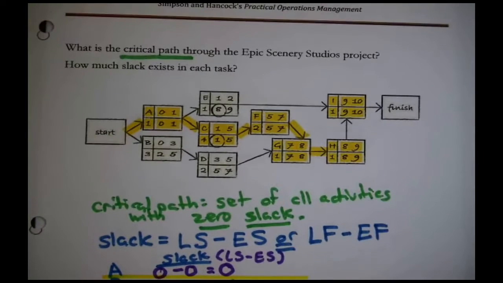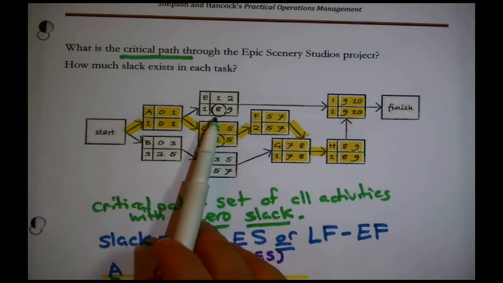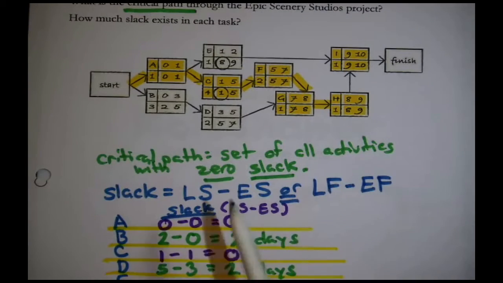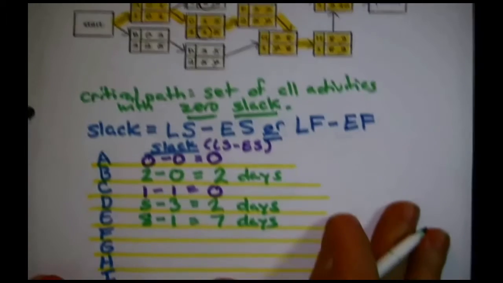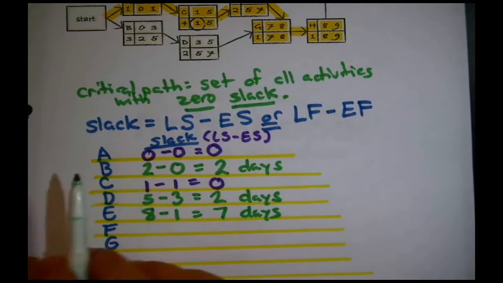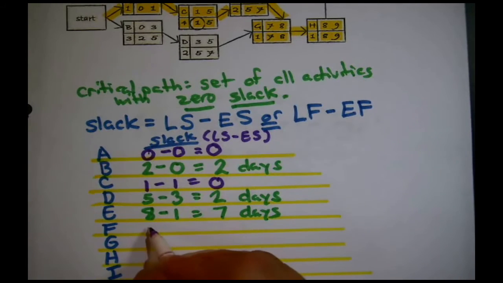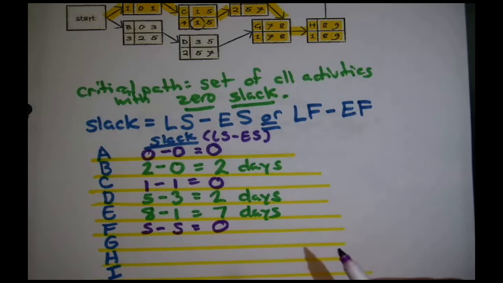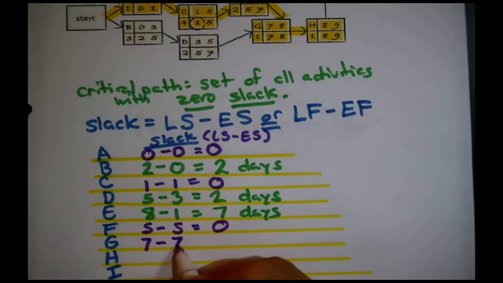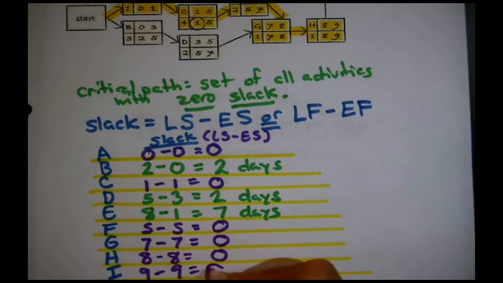For E, the late start time is, oh goodness, 8. That's late. The early start time is 1. There's a lot of slack in that activity, 7 days. For F, the late start time is 5. The early start time for F is 5. Here we have no slack. For G, the late start time is 7. The early start time is 7, so there's no slack there. For H, the late start time is 8. The early start time is 8. There's no slack there. And I, the late start time is 9. The early start time is 9. There is no slack there.